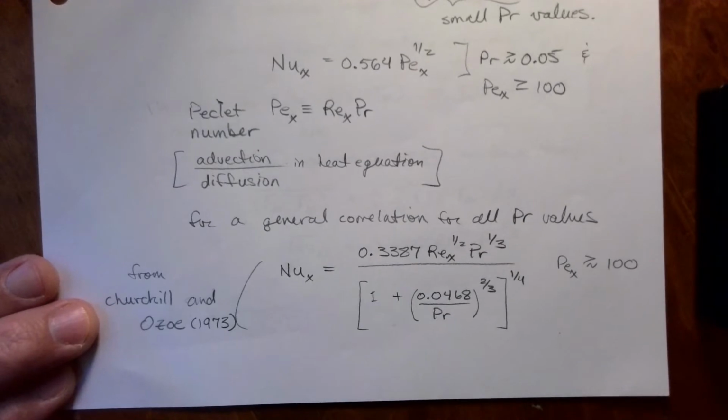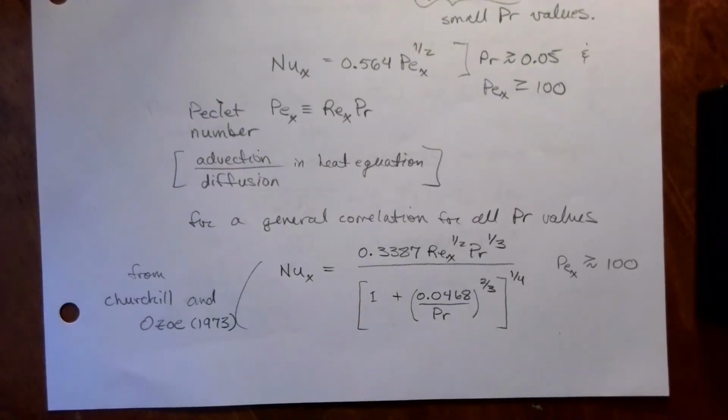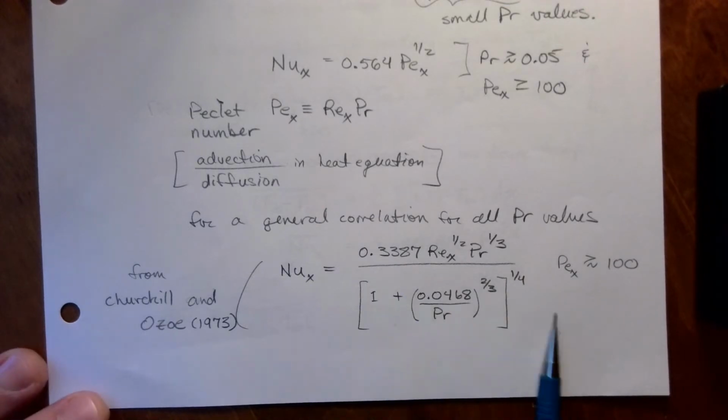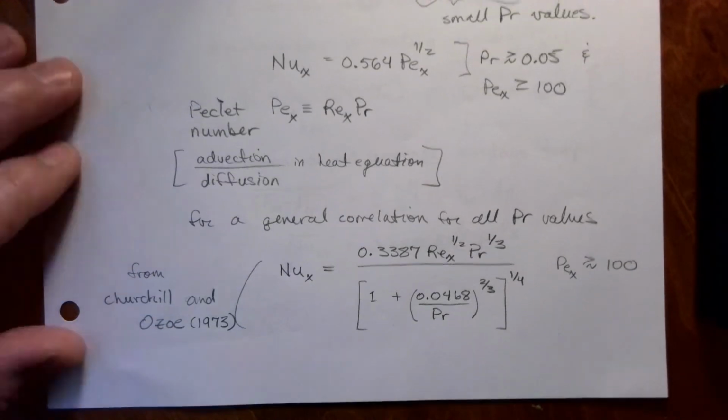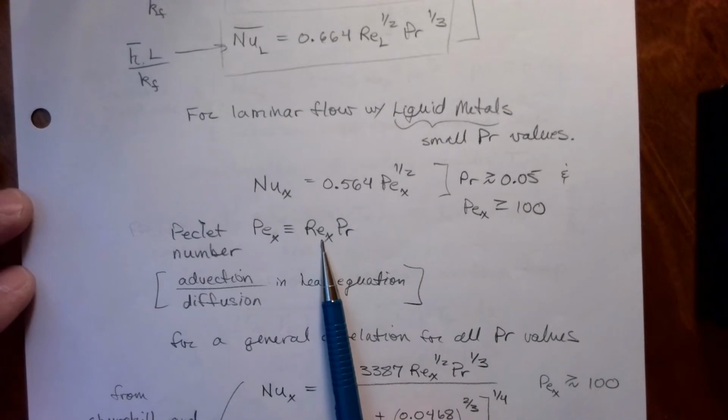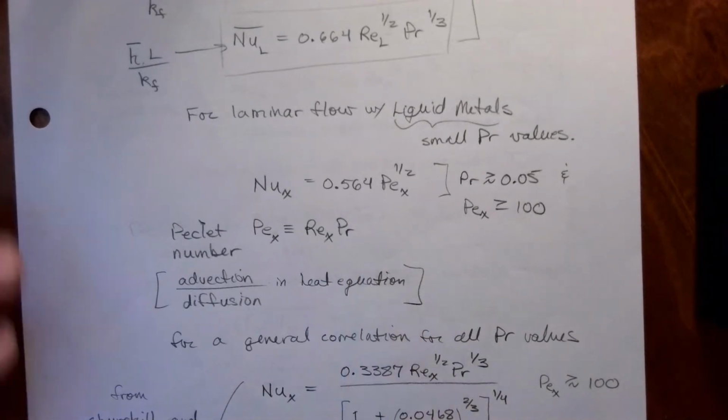There is an attempt to try to come up with a single correlation that applies over all Prandtl number values, so that there's no bound on that. So this is the result for that, if that's important. This is restricted to large Peclet numbers, so Peclet number being larger than 100. Remember, the Peclet number is just another dimensionless parameter. Reynolds number times the Prandtl number is the Peclet number.